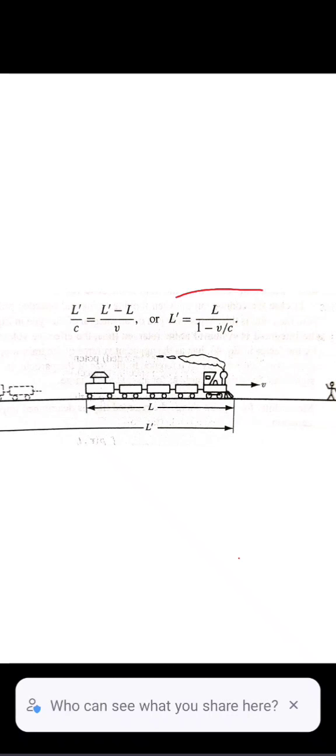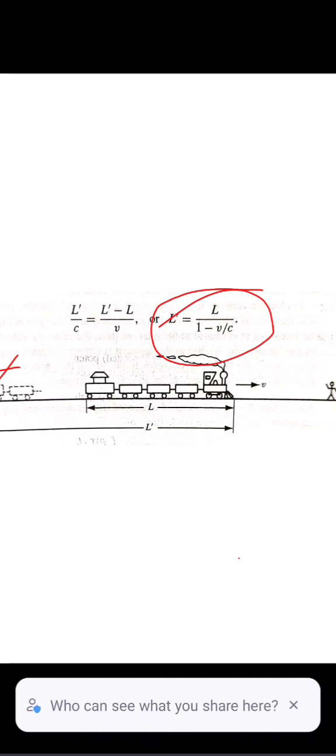So this is the extra length due to the light. Okay, so this is the obvious case, you will not have noticed it.